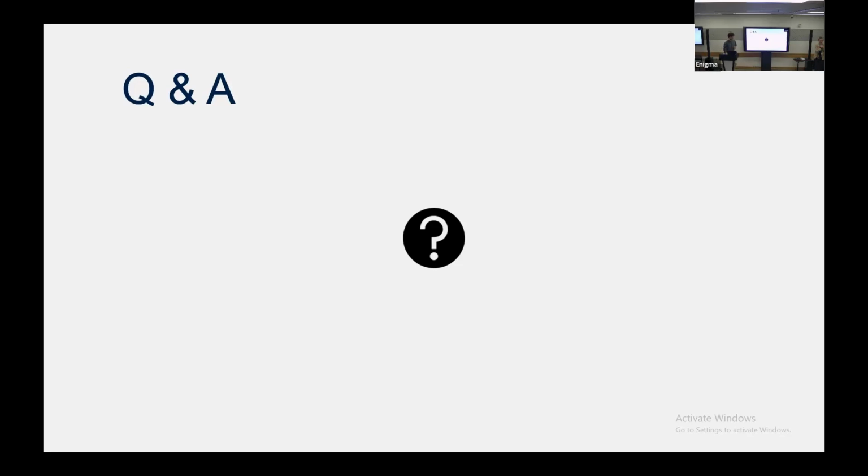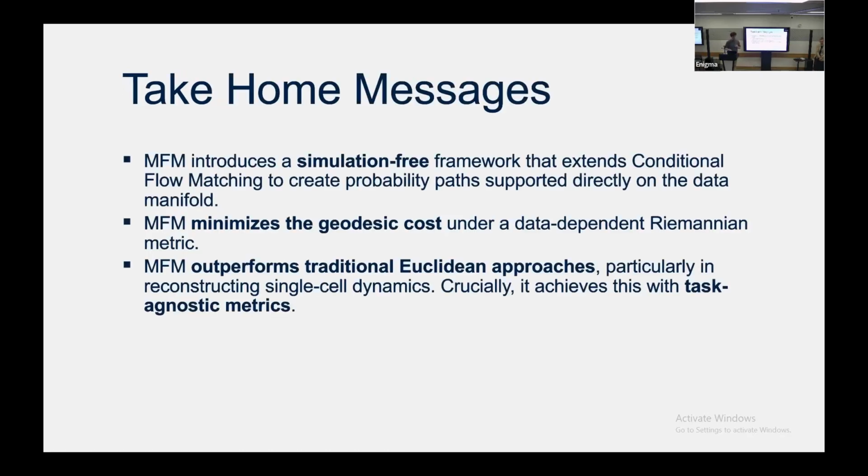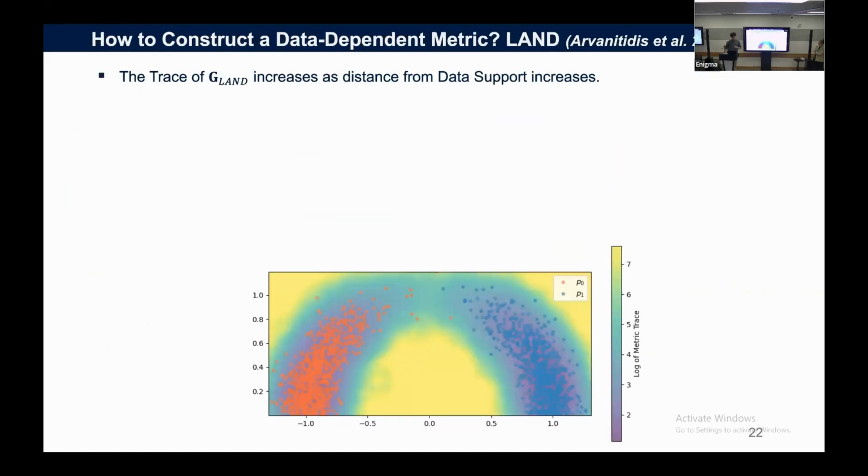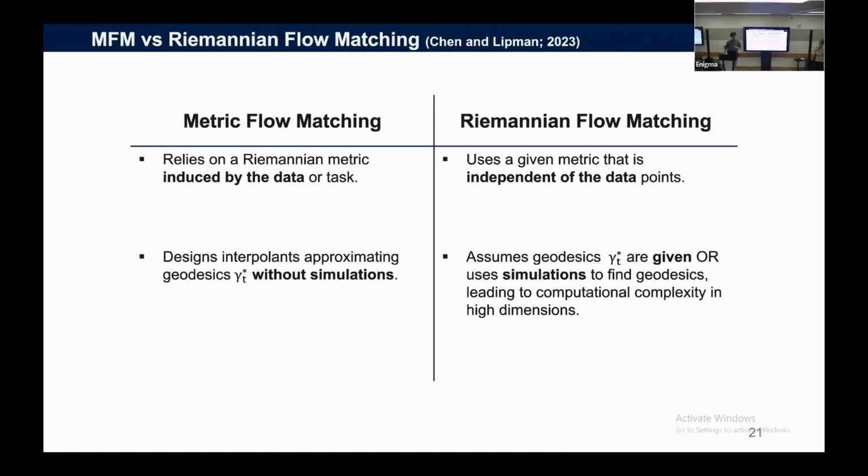Yes, very interesting. I have a question regarding the slide. Practically, where does the metric come from? Is it the comparison with Riemannian flow matching? This one? Yes. I would like to see this slide better. And where does the metric come from? Does it come directly from the data, or do we learn that?